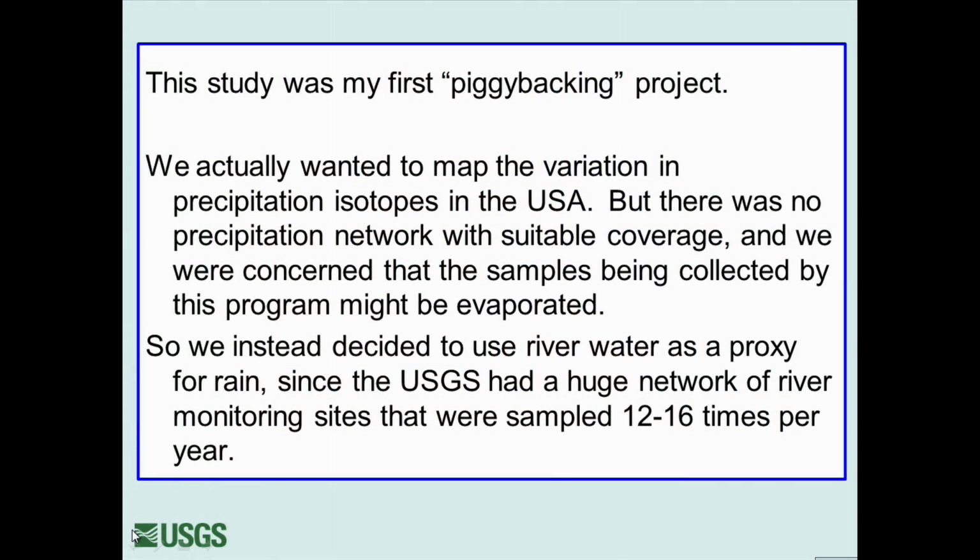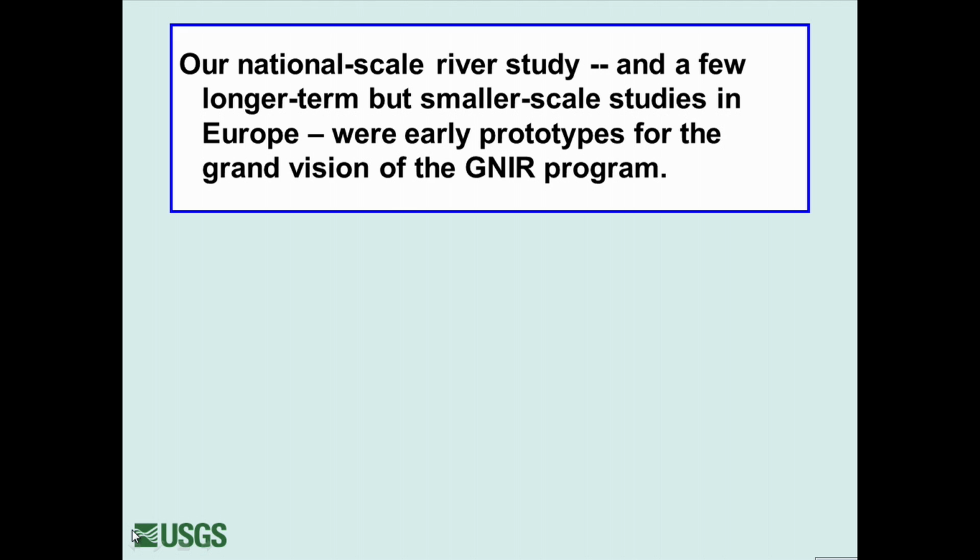And I think I should have had this slide earlier, but anyway, I think I said all of this. And so I'm going to touch back and forth a couple of times about how this relates to International Atomic Energy Agency, IAEA, activities. Our national scale river study and a few longer term but smaller scale studies in Europe were the early prototypes of the grand vision of the GNIR program, which is Global Network of Isotopes in Rivers, kind of named after the GNIP, Global Network of Isotopes in Precipitation, which was started in the 1950s or 60s in order to get tritium, delta O18, and delta D data across the globe related to nuclear proliferation. So I'm going to touch on that a couple of times.